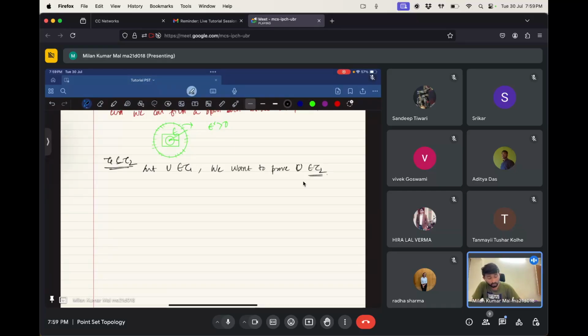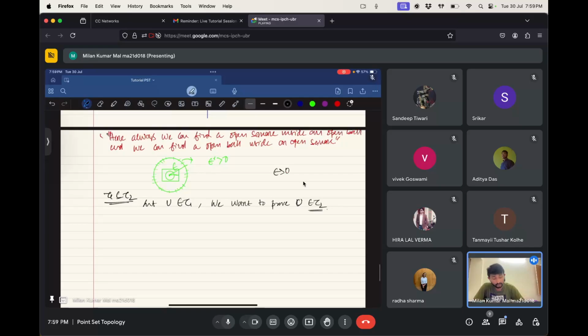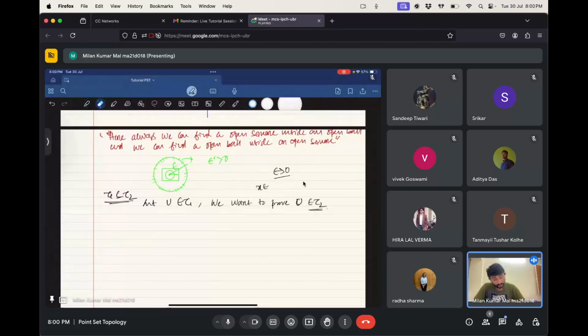How can I prove that U belongs to tau 2? For that we need to find an epsilon greater than 0. What is the tau 2 definition? We need to find an epsilon greater than 0 such that x is inside B epsilon dash of x. I'll write it this way: B dash epsilon 1 of x. That is what I want to find.